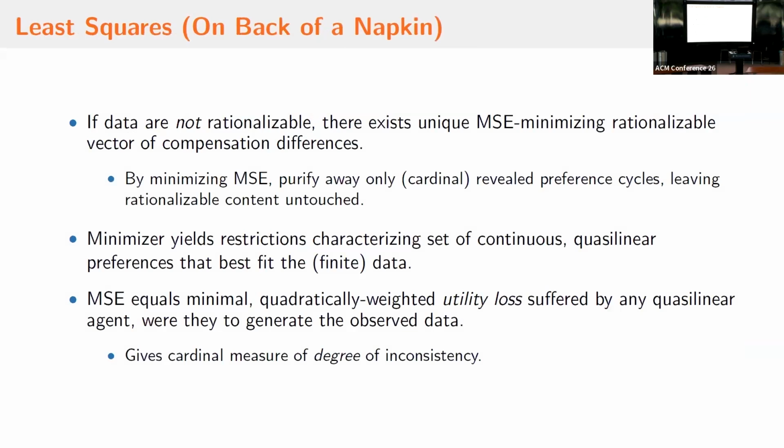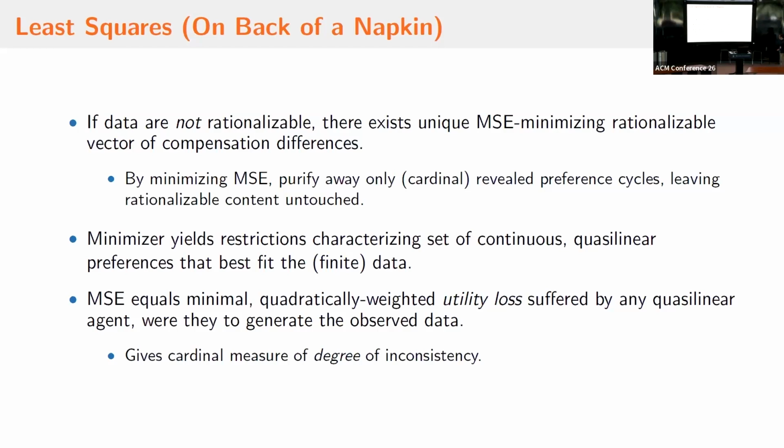And so this suggests a least squares type methodology for measuring consistency and trying to calibrate models and so forth. If our data are not rationalizable, there exists a unique mean squared error minimizing rationalizable vector of compensation differences, just given by orthogonally projecting onto the quasi-linear rationalizable plane. By minimizing mean squared error, we guarantee that we're purifying away only this cyclic inconsistency, and we're leaving all of the rationalizable material behind completely untouched.